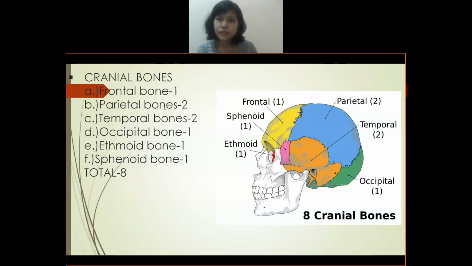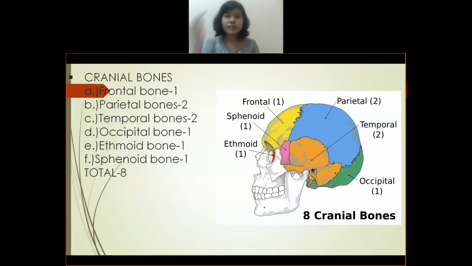Okay, I'll repeat it. First is your frontal bone. It lies here, at the front. From the name itself, it's front. Okay. Next are the parietal bones. The parietal bones are here, in this area. Next are the temporal bones. Your temporal bones are here, on these two sides.